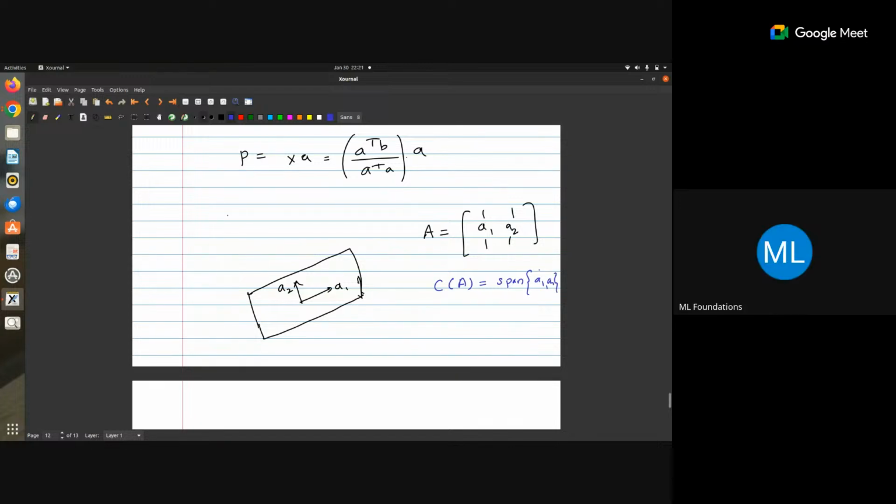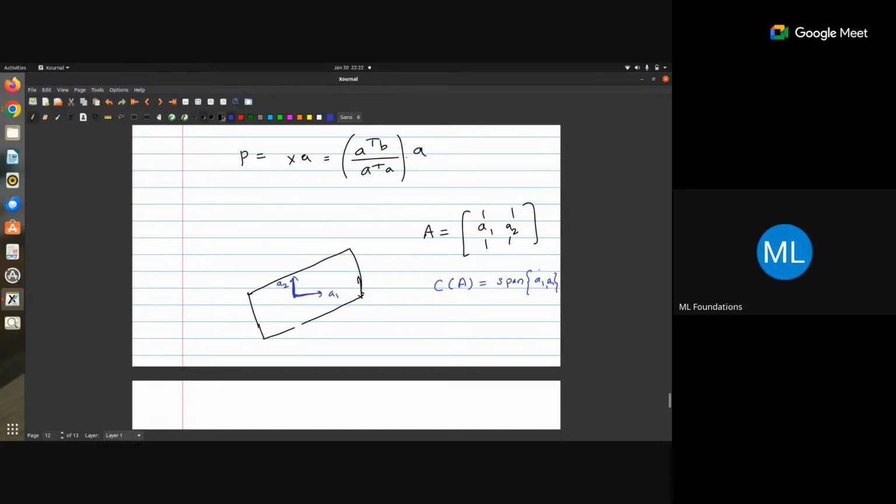I hope it is fine. Right. Maybe I'll just draw a little bit differently here. This is a1. This is a2. I guess you understood that this plane is a linear combination of a1 and a2.